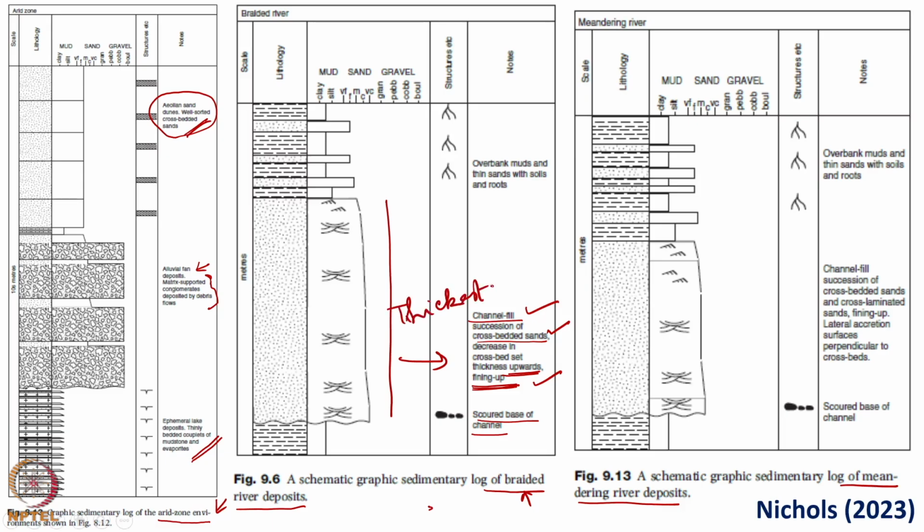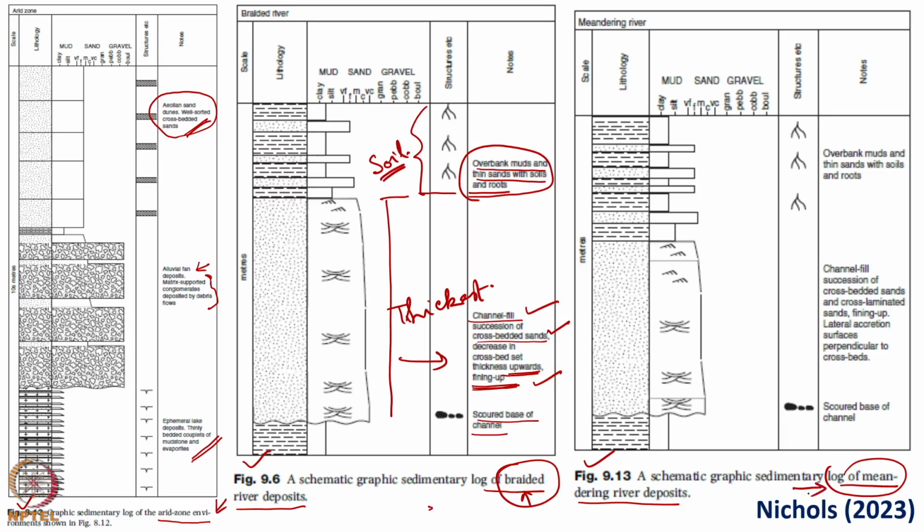Be very clear that the successions shown here, here and here are idealized ones. Worldwide, in all the braided river deposits, in all the meandering river deposits and in all the arid zone environments, this may not happen as it is. Over this lies the overbank muds and thin sands with soils and tree roots. We know the level up to which the tree root can enter is called soil as per one definition of soil. So, we can say that the soil has developed over here.